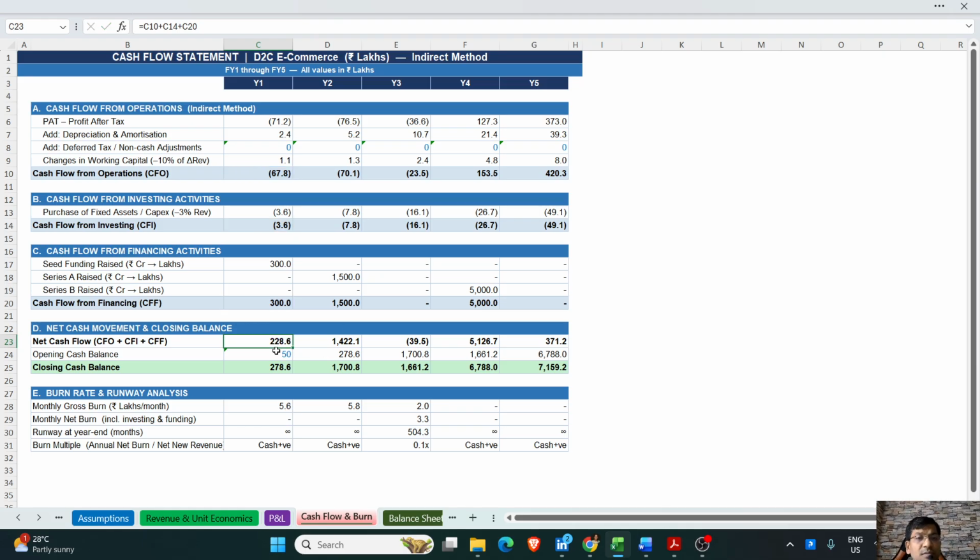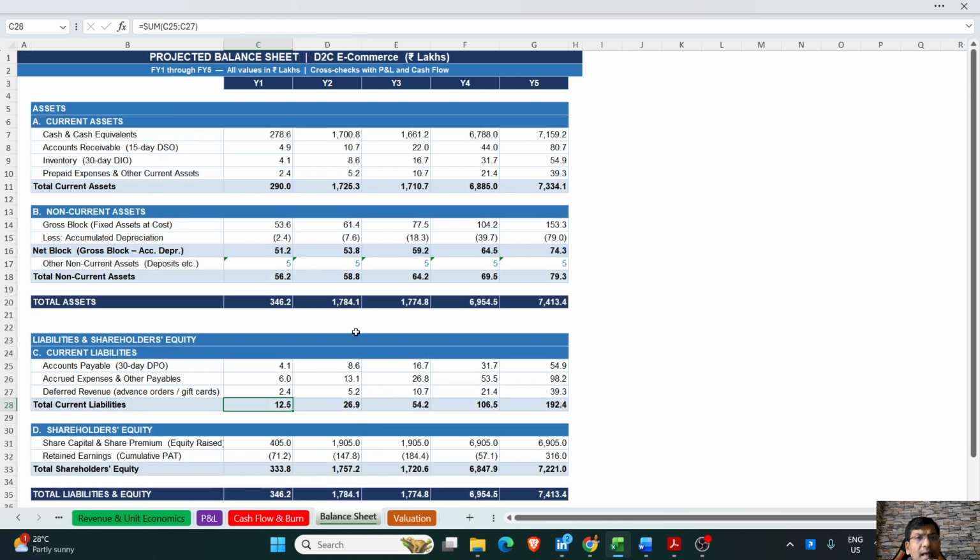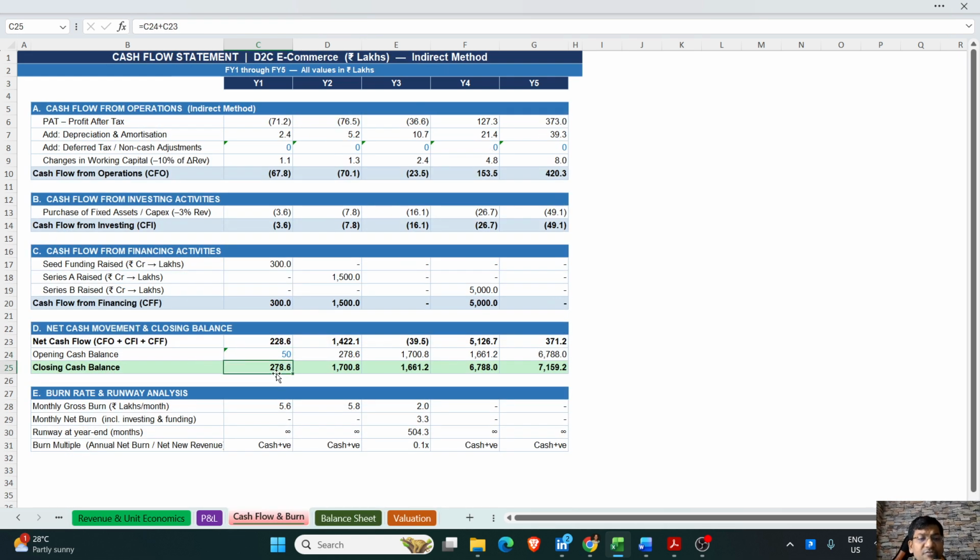We've also assumed that the company will start with 50 as the opening cash. So at the year end, my closing cash will be 278, which is my opening cash plus 226.8, which is the cash flow for the year. Now the closing cash balance for the previous year will be the opening cash balance for the next year. For each of these years, this same logic will apply.